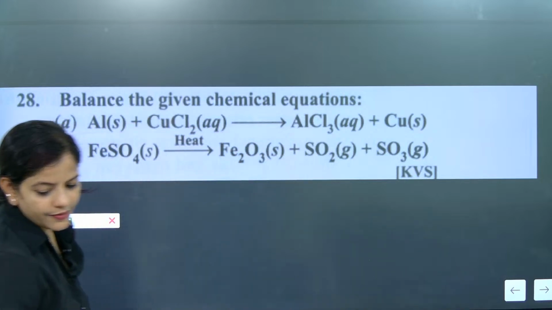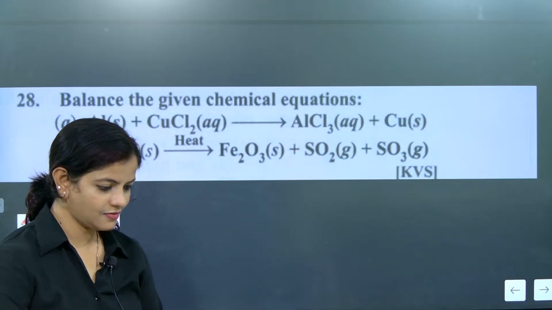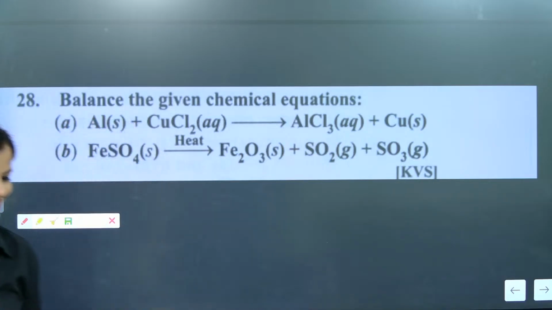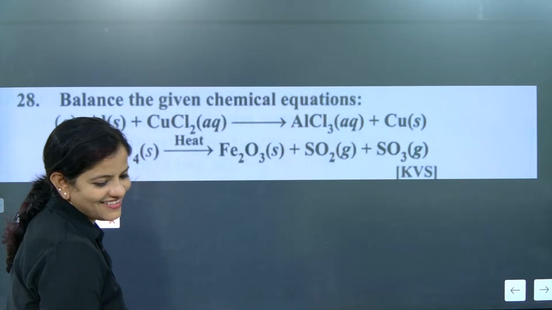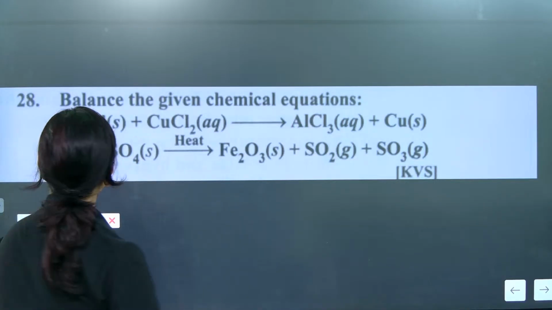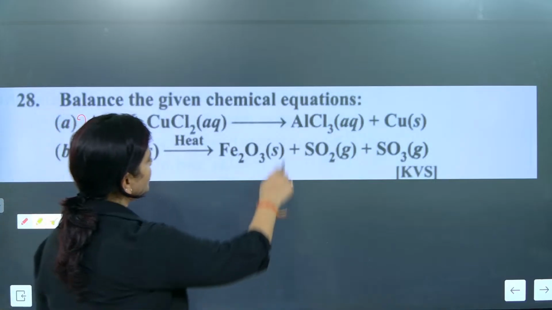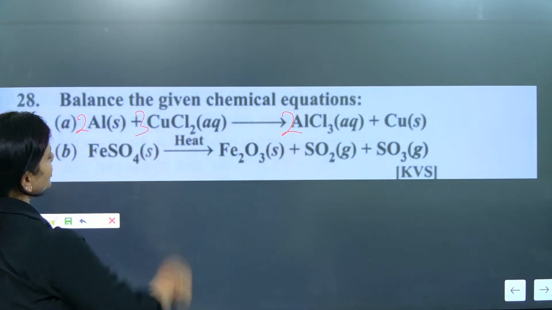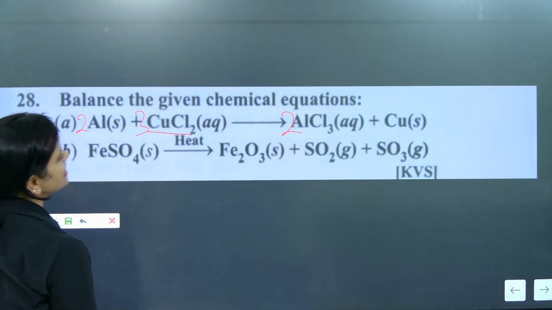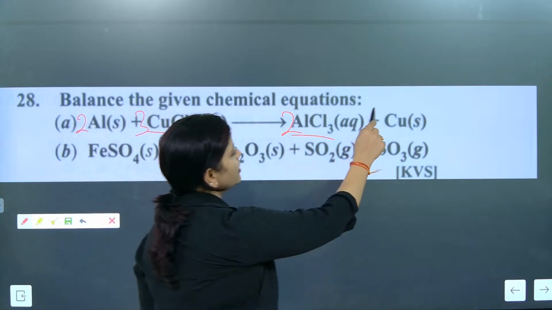Come on, go for it. Okay, yes. Now look at it. We'll put 2 here, so this is 2Al. Now chlorine: we are going to put 3 here. So now chlorine, 2 times 3 is 6. Here also chlorine is 6. Copper is 3, so here we will put 3.